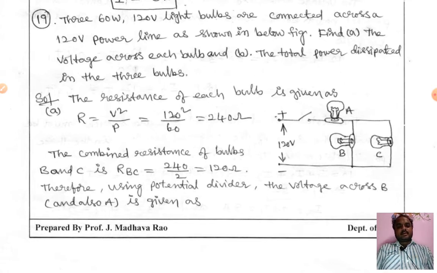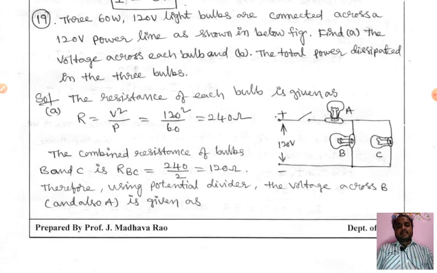So first, you have to find the resistance of each bulb, given as R is equal to V square by P. For 60 watt, 120 volt bulbs, 120 square divided by 60. We have the formula P is equal to V square by R. According to that, R is equal to V square by P, 120 square divided by 60. So that is equal to 240 ohm.